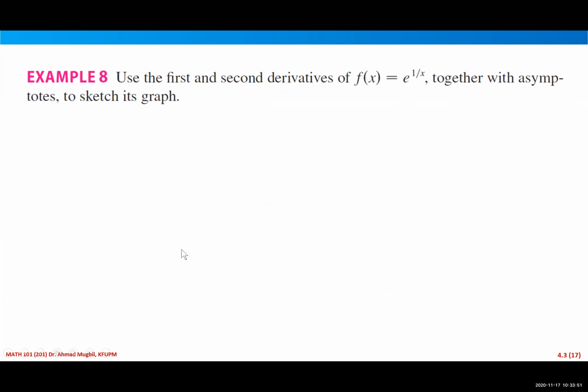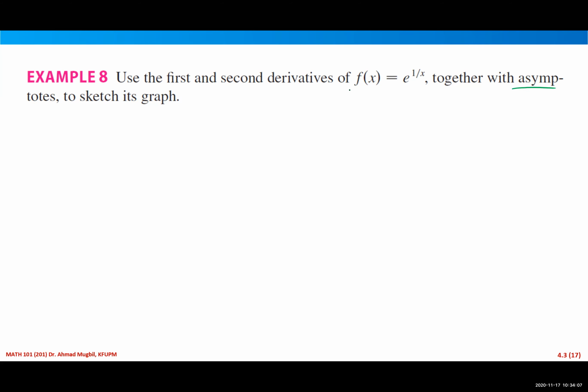Let's take another example, and I think it is the last one. Use the first and the second derivative of the function together with the asymptotes to sketch the graph. So let's start with the easier one, the asymptotes. This is, of course, previous knowledge.